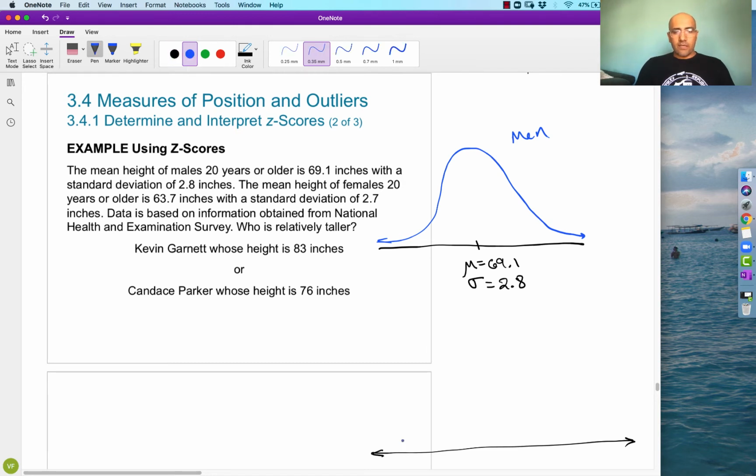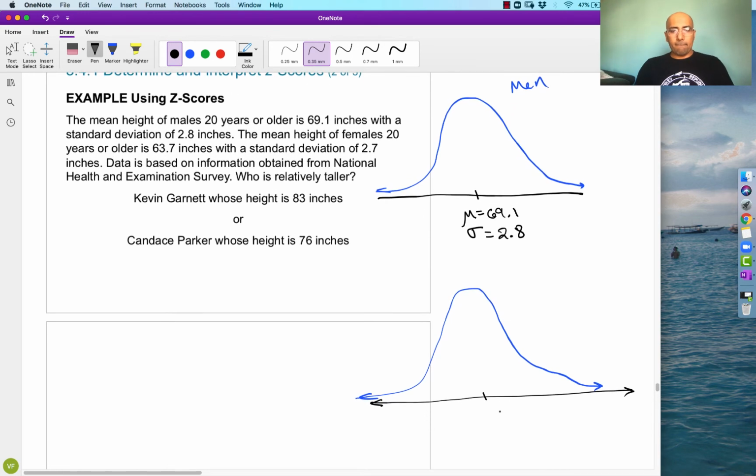And for women, let's say that this distribution is also approximately bell-shaped. And we have a mean value for women. Mean value for women is 63.7, and a standard deviation of 2.7.